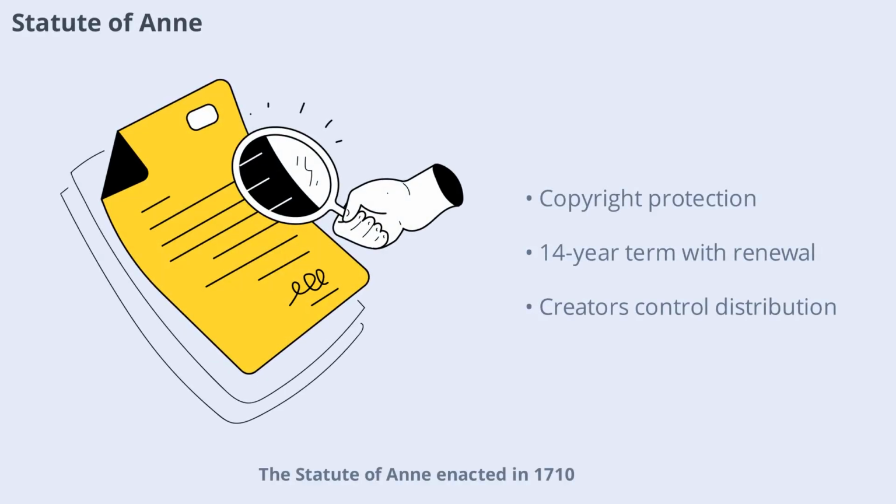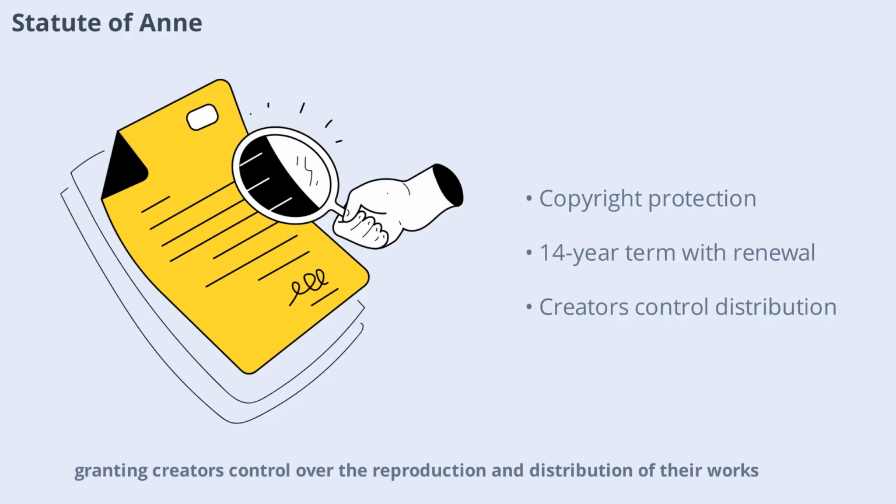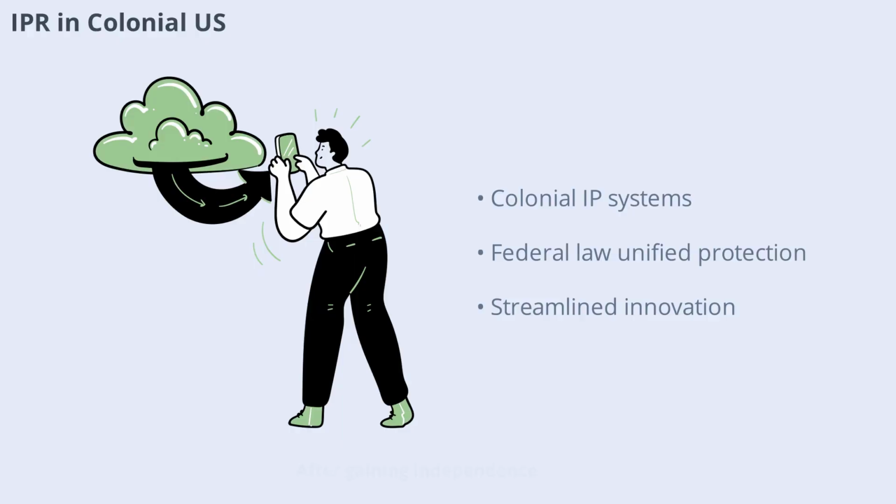The Statute of Anne, enacted in 1710, further advanced intellectual property rights by providing a 14-year term of protection for authors and inventors, with the option for renewal. This law focused on copyrights, granting creators control over the reproduction and distribution of their works. It recognized the importance of protecting creative expression and laid the foundation for modern copyright law, balancing the interests of creators and the public.